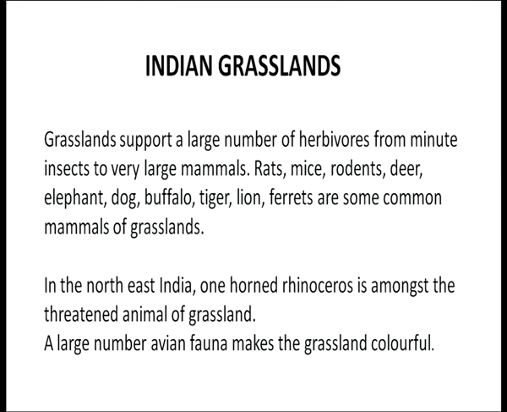Grasslands support a large number of herbivore fauna, from minute insects to very large mammals. Rat, mice, rodent, deer, elephant, dog, buffalo, tiger, lion and ferret are some common mammals of the grassland. In northeast India, the one-horned rhinoceros is almost a threatened animal of the grasslands, and the government is taking measures to protect it. A large number of avian fauna is found to make this grassland colorful.